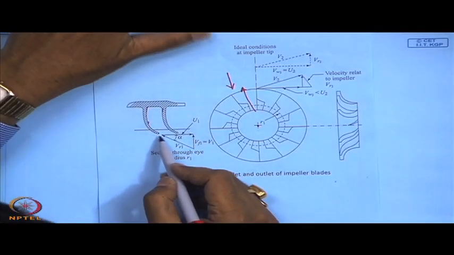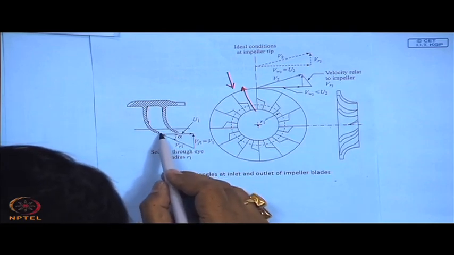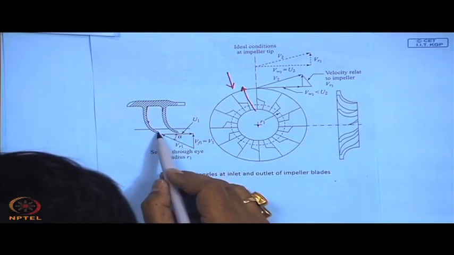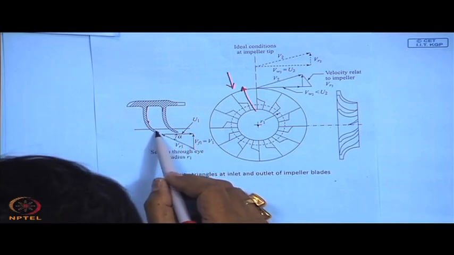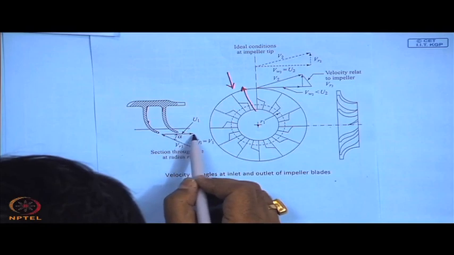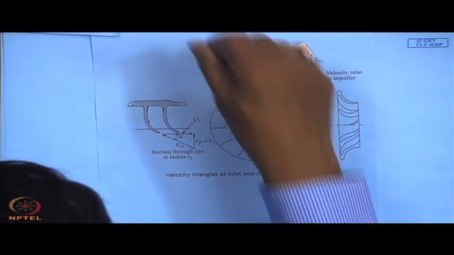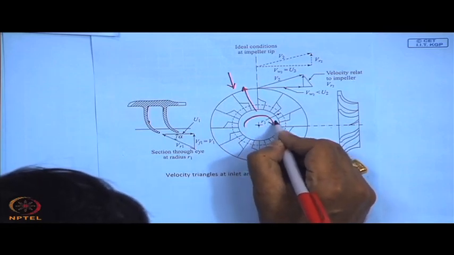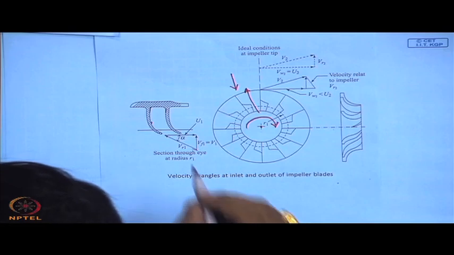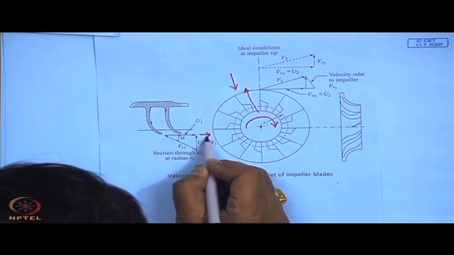So, here also it is true, that was discussed earlier. For smooth entrance of the air here, the relative velocity angle should be the same as that. Here we specify the angle with respect to the tangential direction. We are looking from the top, the impeller is rotating in this direction. So, therefore, this direction is the tangential direction.